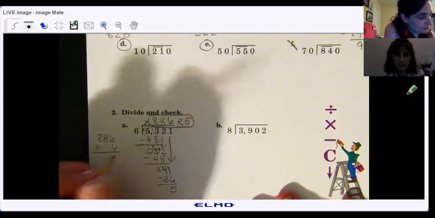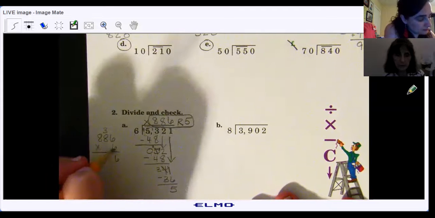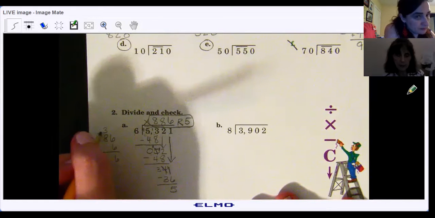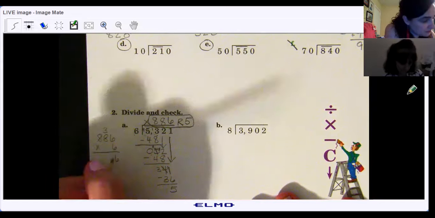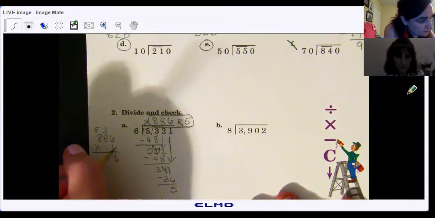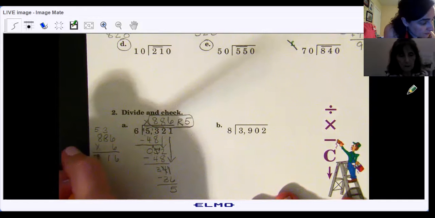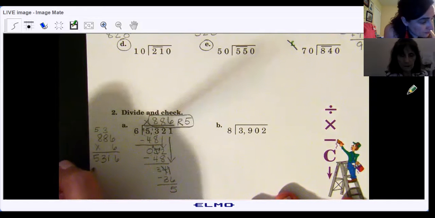6 times 6 is 36. You carry your 3. 6 times 8 is 48. And 3 is 51. You carry your 5. And then 6 times 8 is 48. And 5 is 53. All right, but it doesn't match.